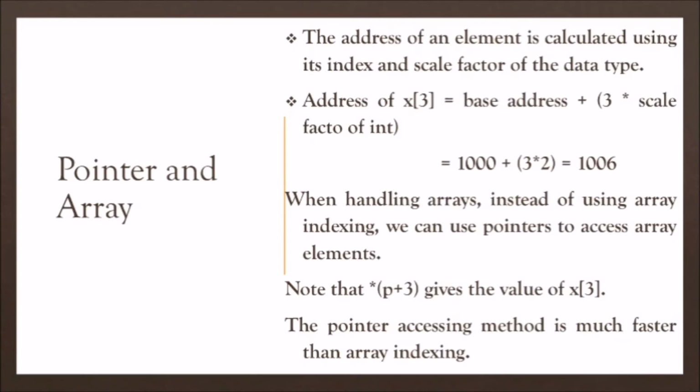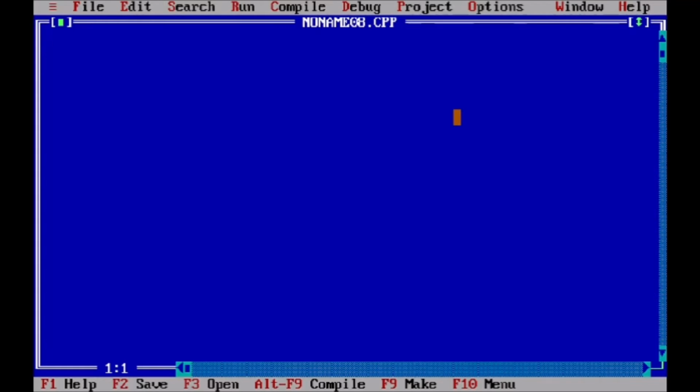Now let us discuss an example of how we can use a pointer with an array. Let us discuss the program of array and pointer. The first step is including the header file.